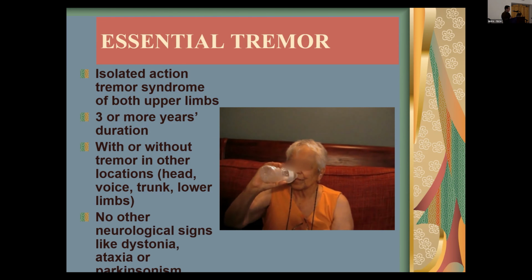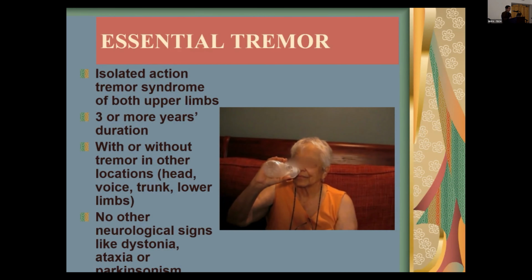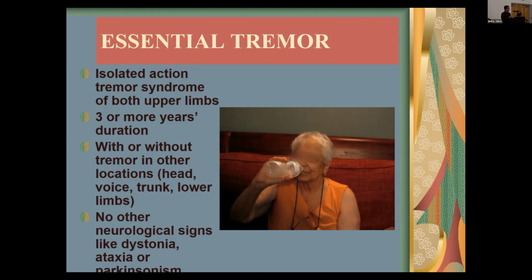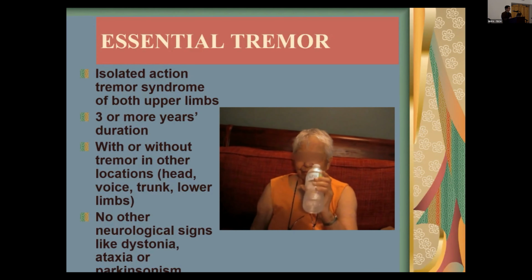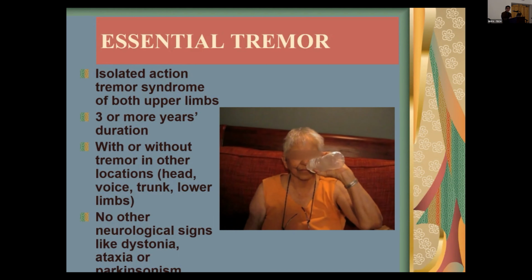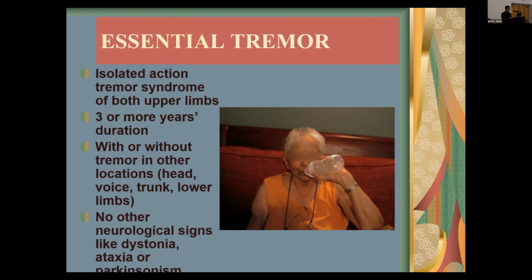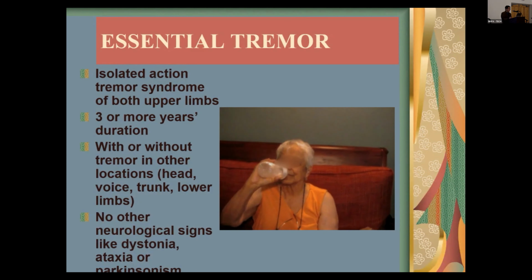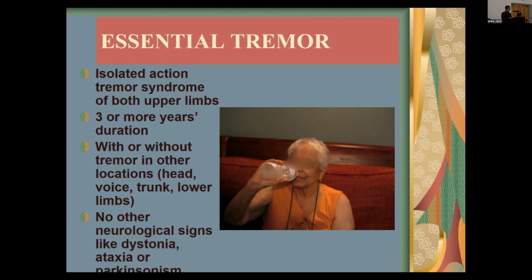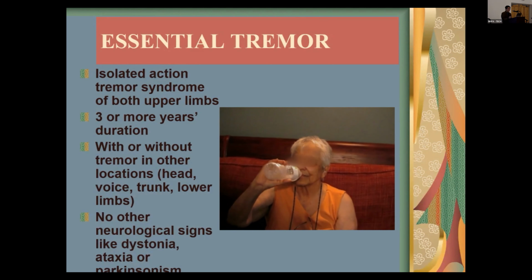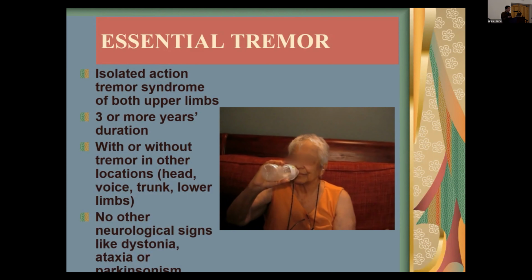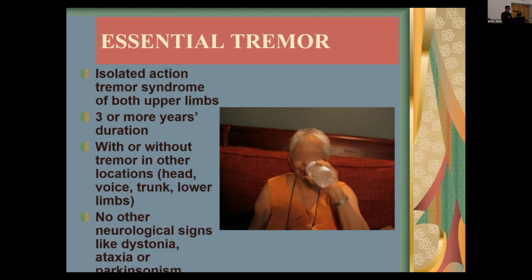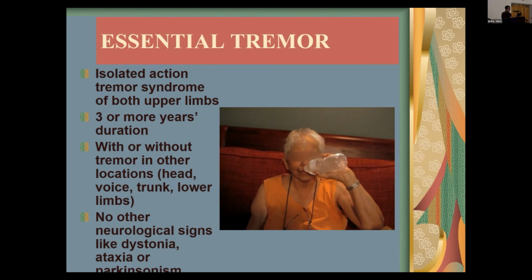Okay, what is essential tremor? So essential tremor is an isolated action tremor syndrome of both upper limbs. So both upper limbs have to be involved, and it has to be in action. So when I see that, and the duration of the tremor is 3 years or more, then I can say, okay, you do have essential tremor. Now this tremor can be associated with tremor elsewhere, like the head, the voice, the trunk, or lower limbs. And the classic pure essential tremor has no other neurological signs or symptoms. So this is an example of an isolated tremor syndrome.